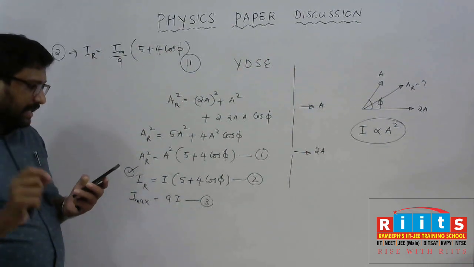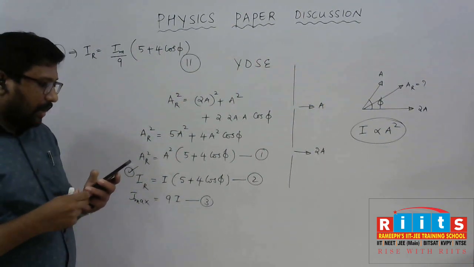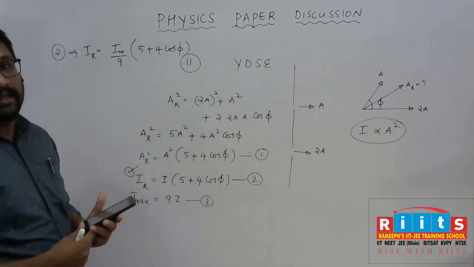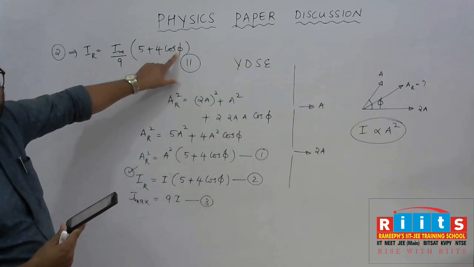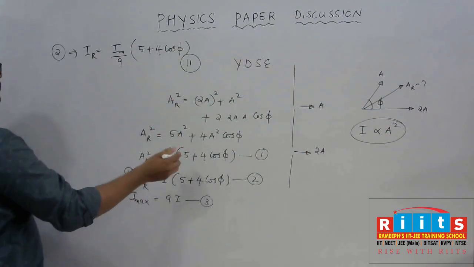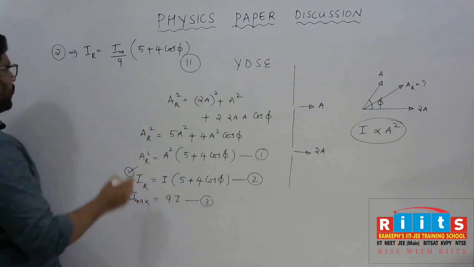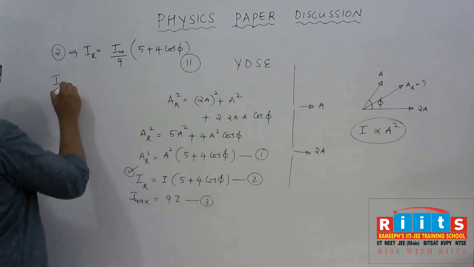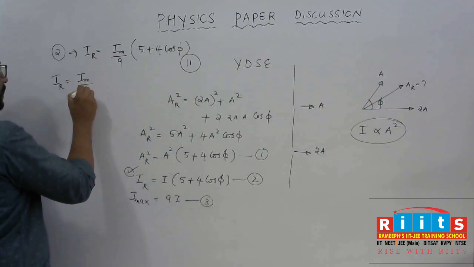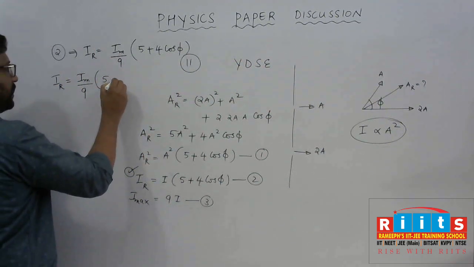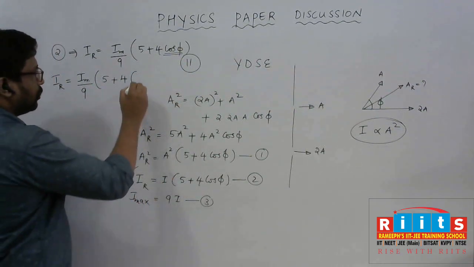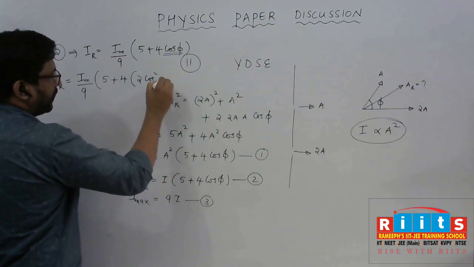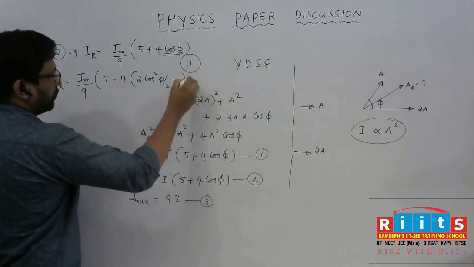But if you are analyzing the options, the answers are in half angle format. Here it is phi, but the answer format is in phi by 2. How can you convert this phi to phi by 2? You can use the half angle formula. IR is equal to IM by 9 into 5 plus 4 into cos phi, which can be written as 2 cos square phi by 2 minus 1.